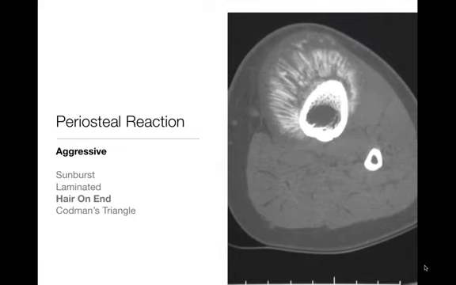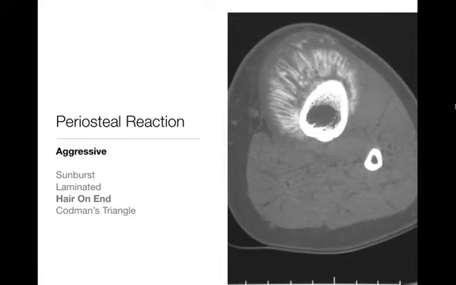Hair on end and sunburst periosteal reaction really kind of look alike. Hair on end, most people describe as just sticking straight up and not curving or radiating as much. I think that's a fine point. It doesn't really matter too much.